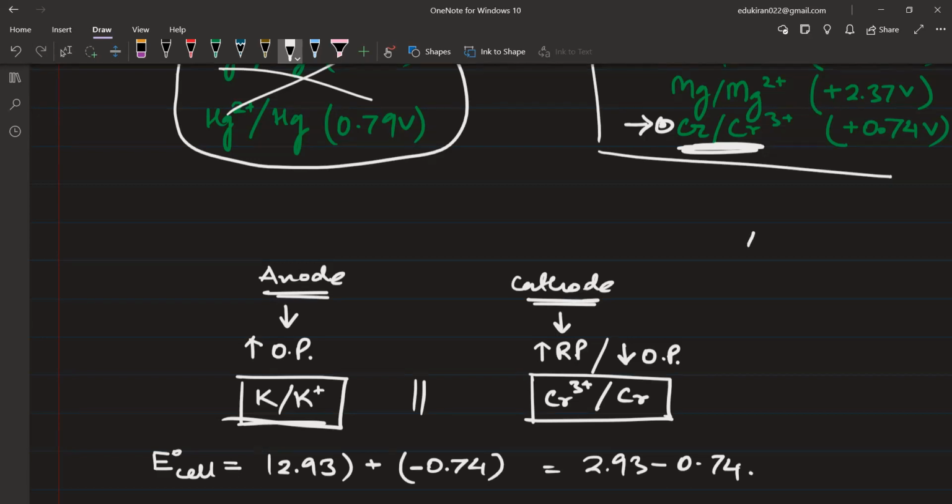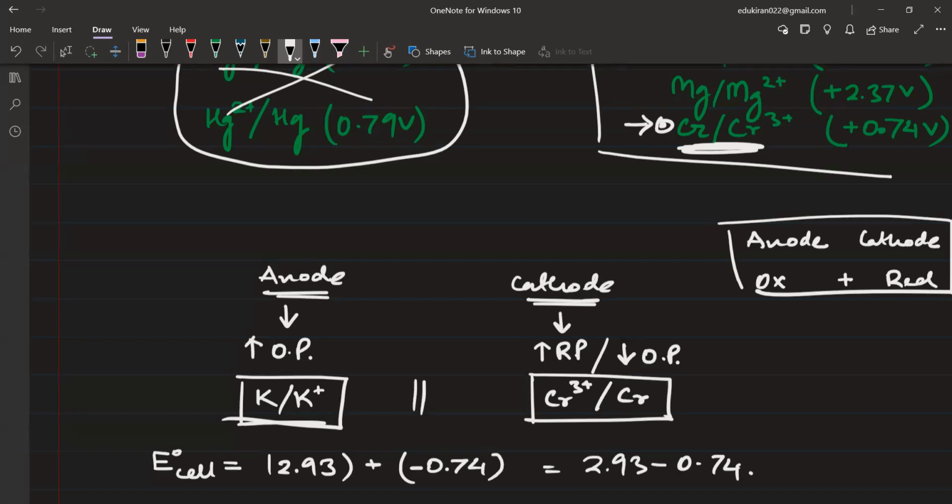Anode and cathode. Anode's oxidation plus cathode's reduction. That's it. It is not wrong, okay? Don't think that we are telling you something else and you will not get marks in school. You will get marks. This is completely right. It is, and above that it is logical.